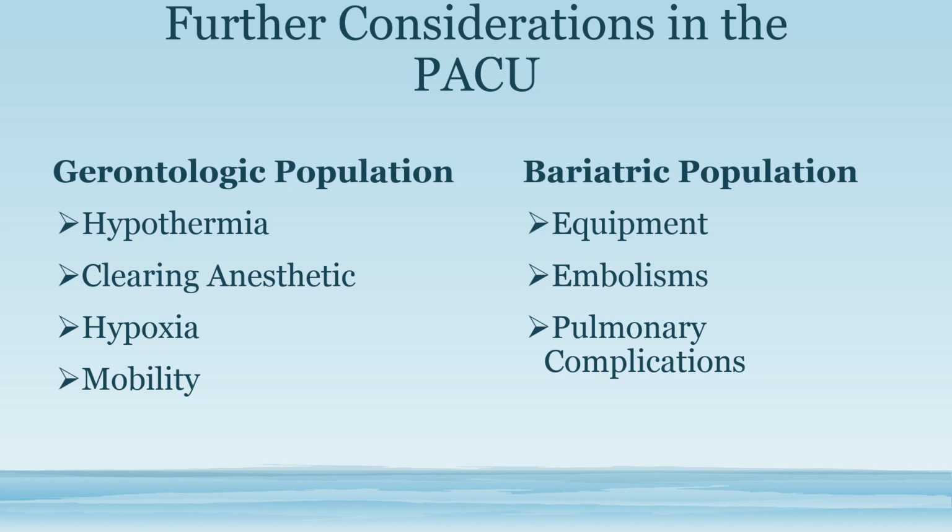Electrolyte imbalances, hypoxia, and blood loss can present as confusion. We have to avoid attributing confusion to age. Other factors need to be ruled out first. Mobility may be painful or even difficult due to arthritis. For the bariatric population, special considerations include properly sized blood pressure cuffs, gowns, transfer devices, and wheelchairs. These patients are at increased risk for VTEs, DVTs, and pulmonary embolisms. They are also at increased risk for pulmonary complications and obstructive sleep apnea.